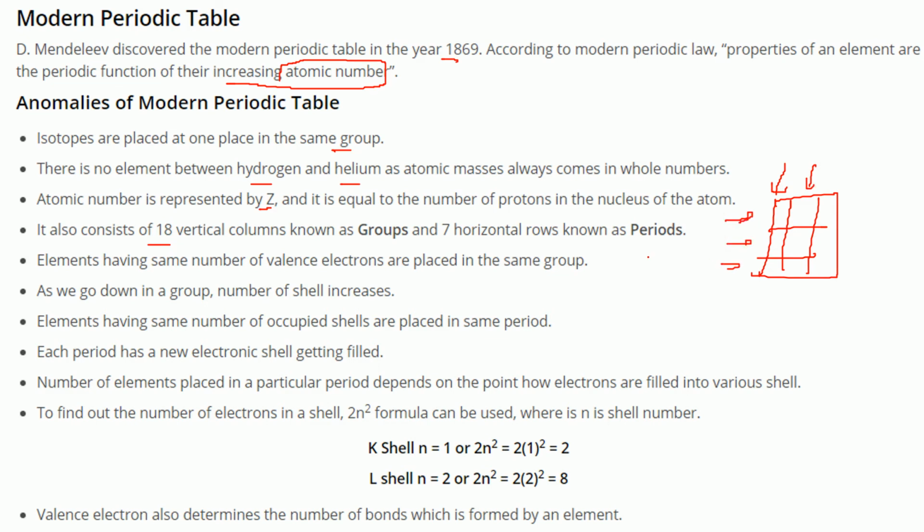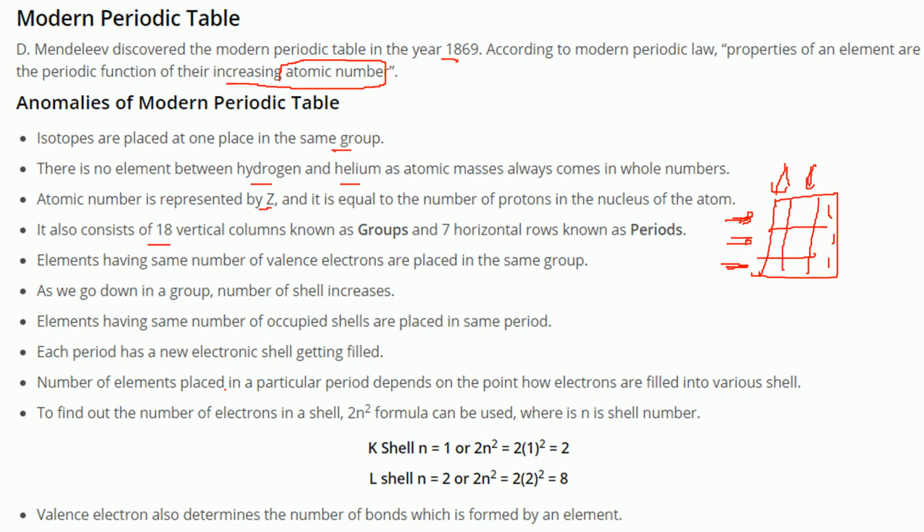Elements having the same number of valence electrons are placed in the same group, meaning the same column, and as we go down the group, the shell would increase. Elements having the same number of occupied shells are placed in the same period, meaning the same row, and each period has a new electronic shell getting filled.